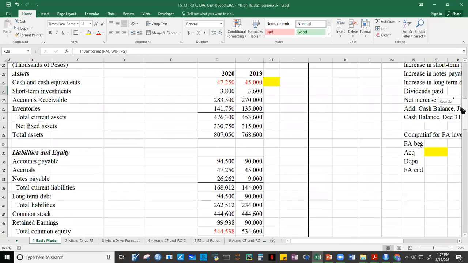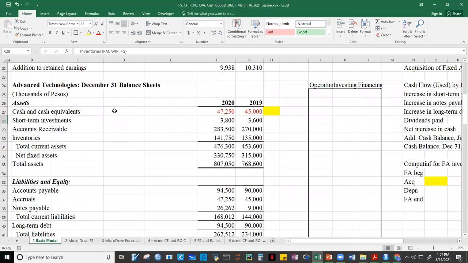Okay. So we have here, ito yung si Advanced Technologies, andito yung assets niya. Quite simple, no? Cash and cash equivalents. This is your marketable securities or your short-term investments. Andito si accounts receivable, tapos may inventory siya. Ito yung current assets natin. And then andito yung net fixed assets niya. Ito, guys, abbreviated to net fixed assets.